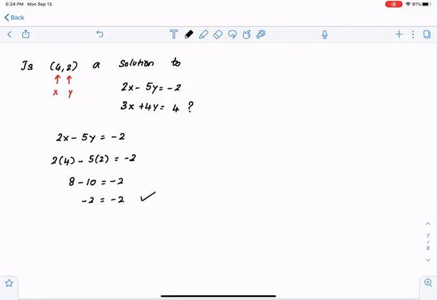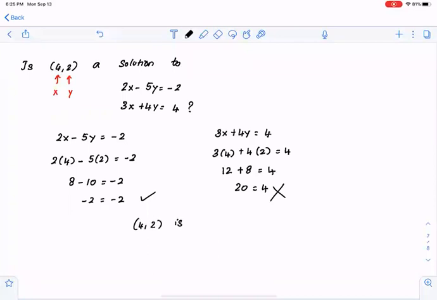Now that checks out. If you stop right there, you will be making a mistake because it satisfies the first equation, but it is not going to satisfy the second equation. So 3x plus 4y equals 4. 3 multiplied by 4 plus 4 multiplied by 2 equals 4. 3 times 4 is 12. 4 times 2 is 8. 12 plus 8 is 20. And on the other side, we have 4. That is not true. So 4, 2 is not a solution.